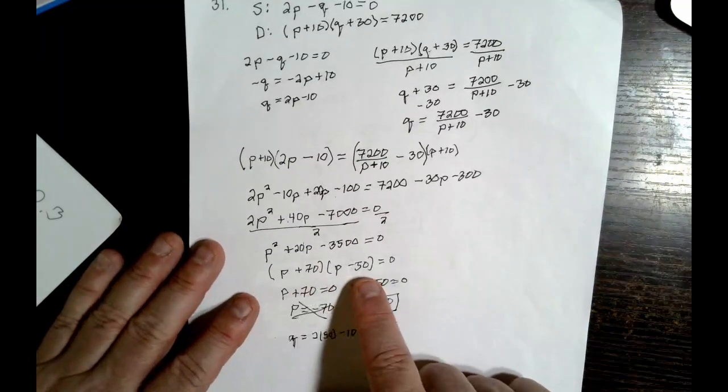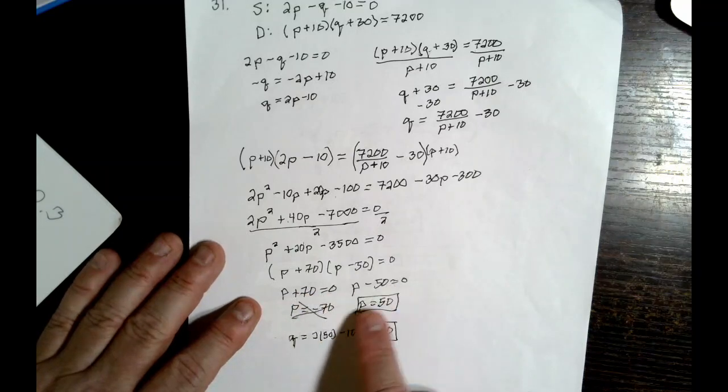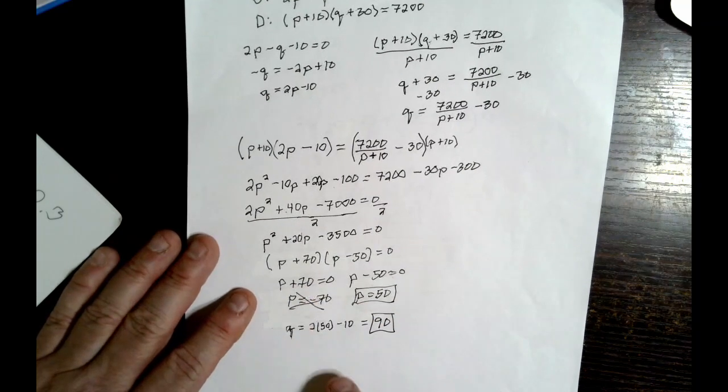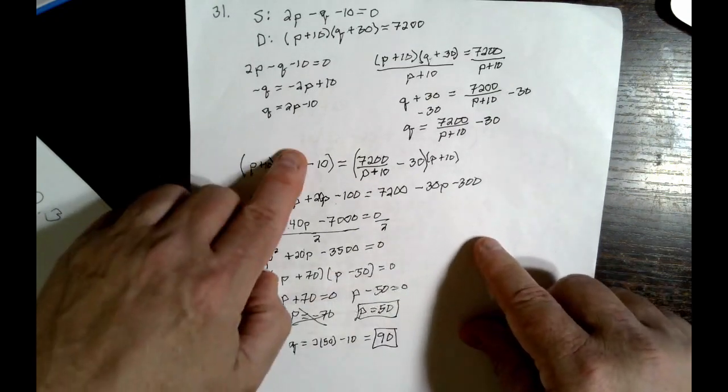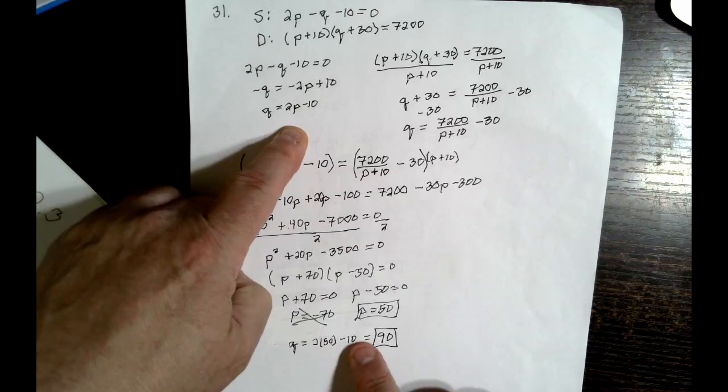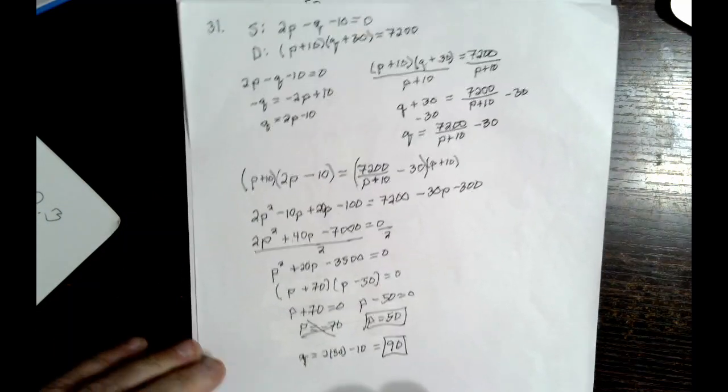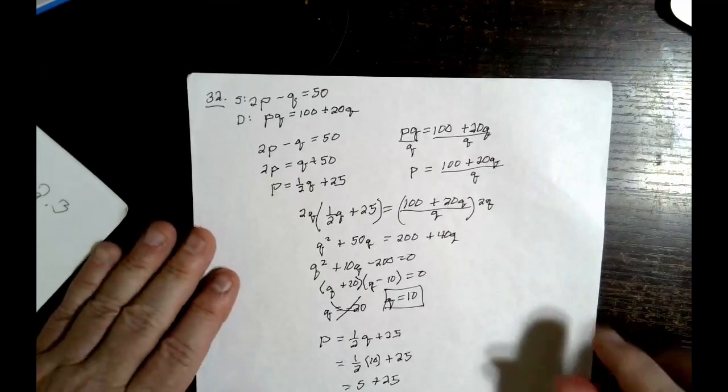I was able to factor, set each one equal to 0, and I got negative 70 and positive 50. So I threw out the negative. Throwing the positive 50 into here, I get 2 times 50 minus 10 is 90. And the same thing here with this one.